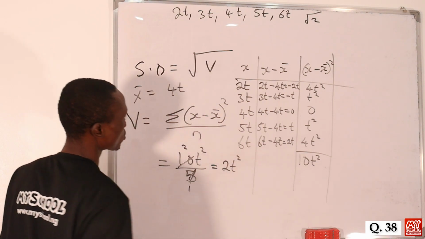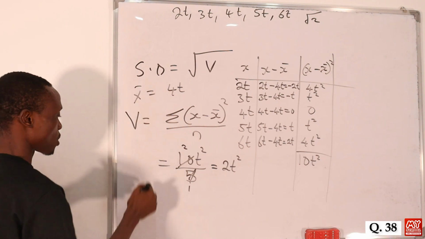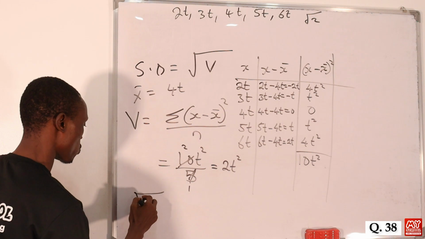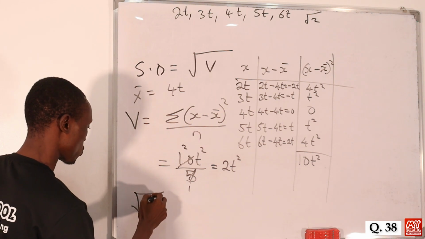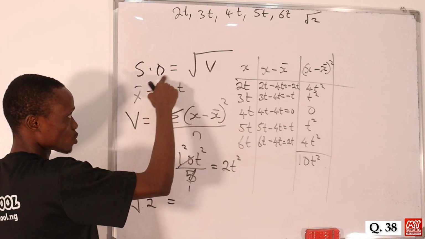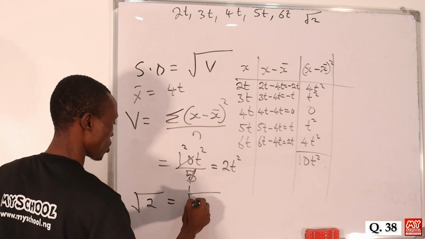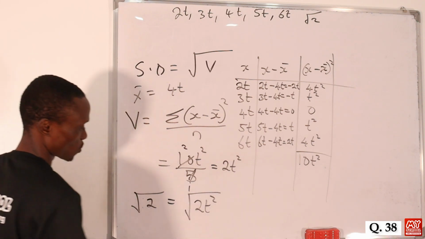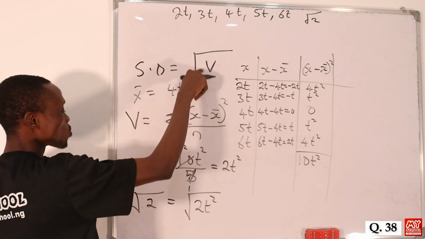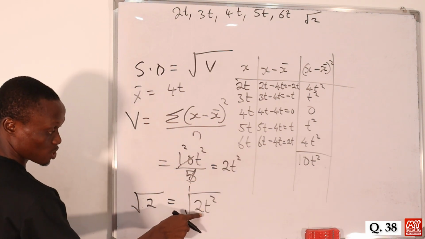2t squared. But remember that we are told that the standard deviation is equal to root 2. So that means we're having root 2 to be equal to, of course, we said standard deviation equals the square root of the variance, which is 2t squared. So if this is our variance, but remember standard deviation is the square root of the variance, that means you are going to square root this 2t squared. So that's why it is square rooted here.